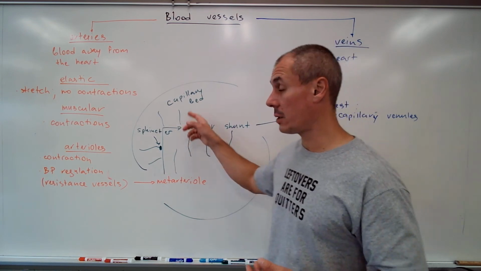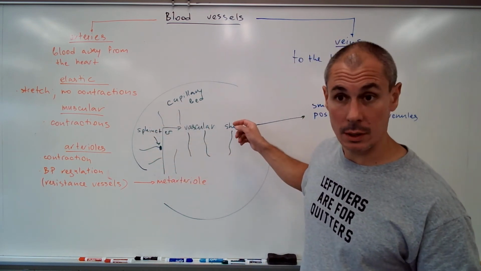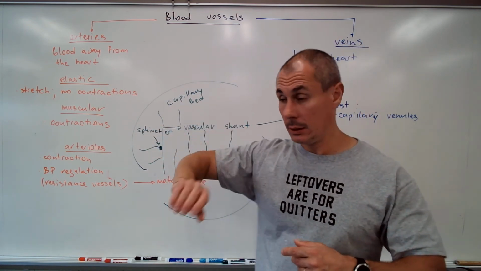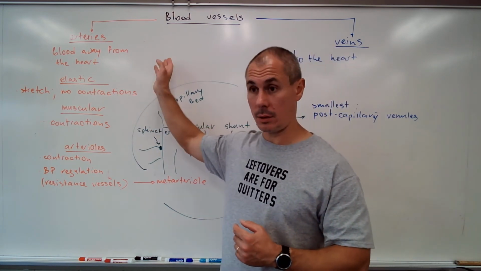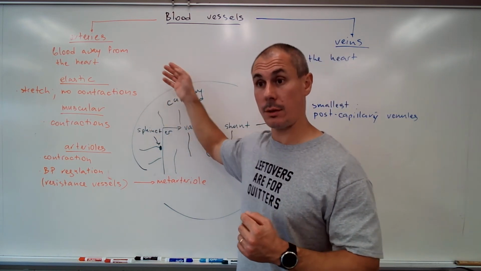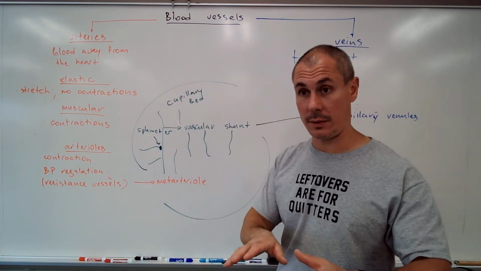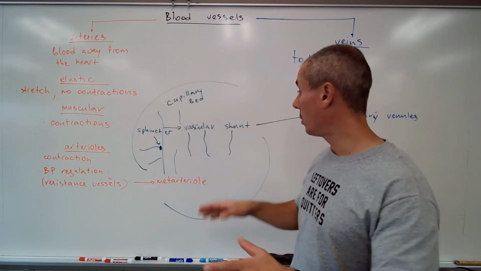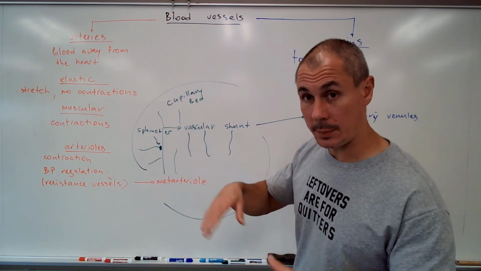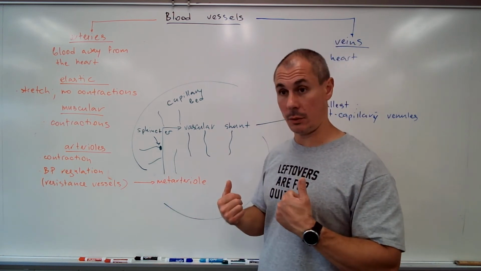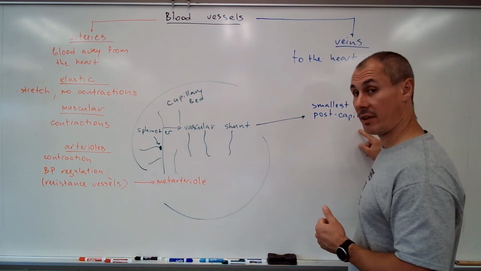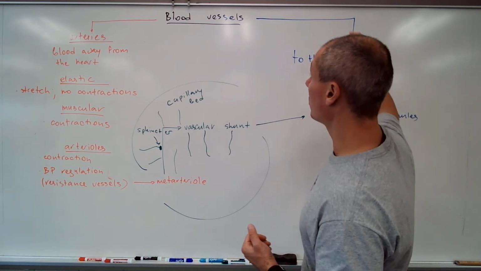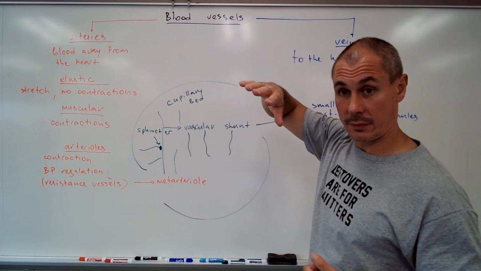And this is where gas exchange happens. This is where oxygen from the blood gets into the tissues, and CO2 from the tissues gets into the blood. Are you with me so far? So the blood basically dumps oxygen, picks up CO2, and then carries it through the postcapillary venules and veins to the heart. You good so far?